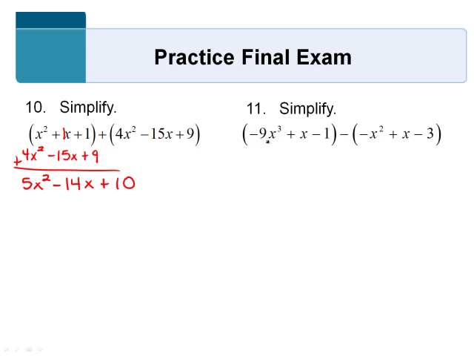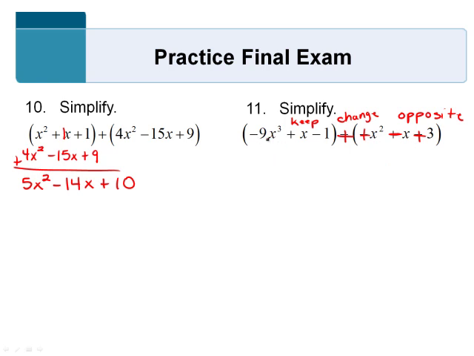Number 11, what you have to be careful of here is because it's subtraction, we're going to change this. We're going to do keep, change, and take the opposite of everything in the second polynomial. So the sign in the middle is going to become plus, and this is going to become positive x squared. This is going to become negative x and positive 3. So if you want to, let's do this one horizontally because it doesn't line up very nice.